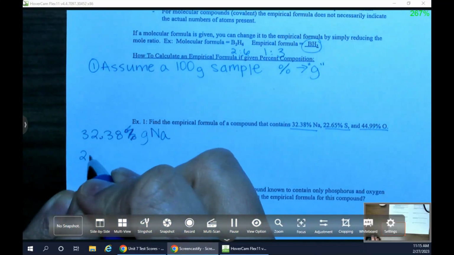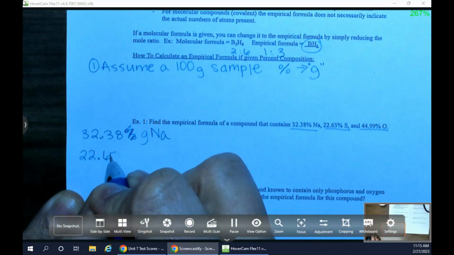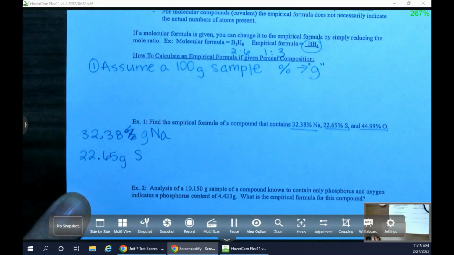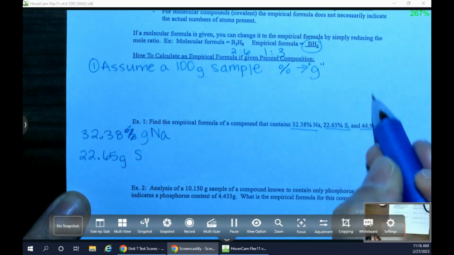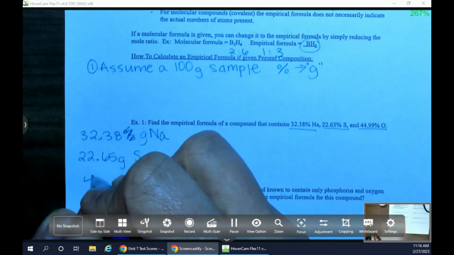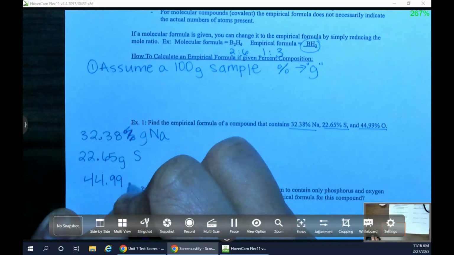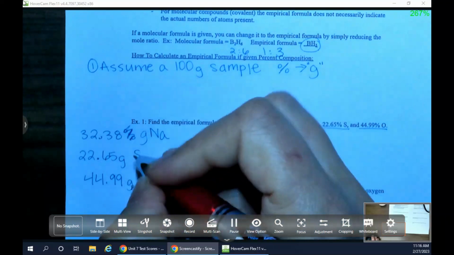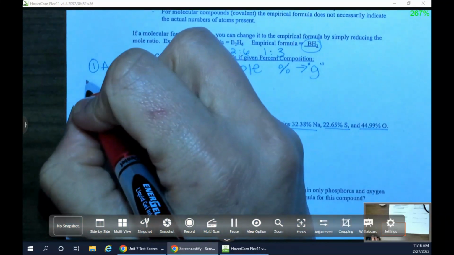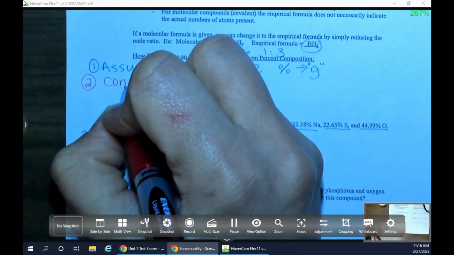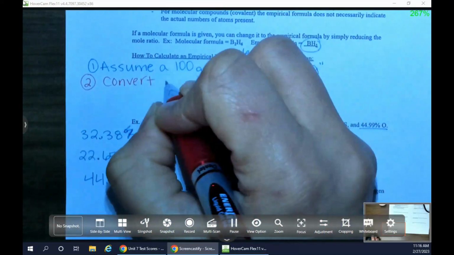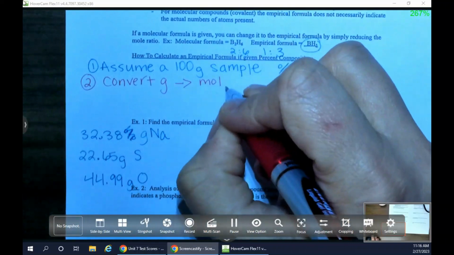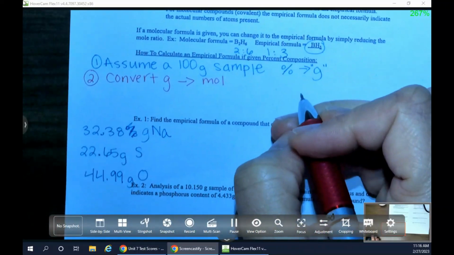We have 22.65 grams of sulfur. So notice I didn't even put the percentage this time. And then we have 44.99 grams of oxygen. Second step. Once we have it all in grams, now we're going to convert grams into moles. So convert grams to moles.